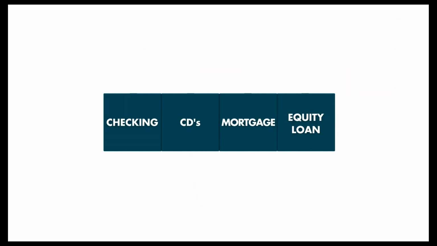So what I have here is 4 different offerings, and I just randomly selected an industry, and I'm thinking about a bank right now. And a bank, let's say they've got 4 offerings: checking, certificates of deposit, mortgages, equity loans.